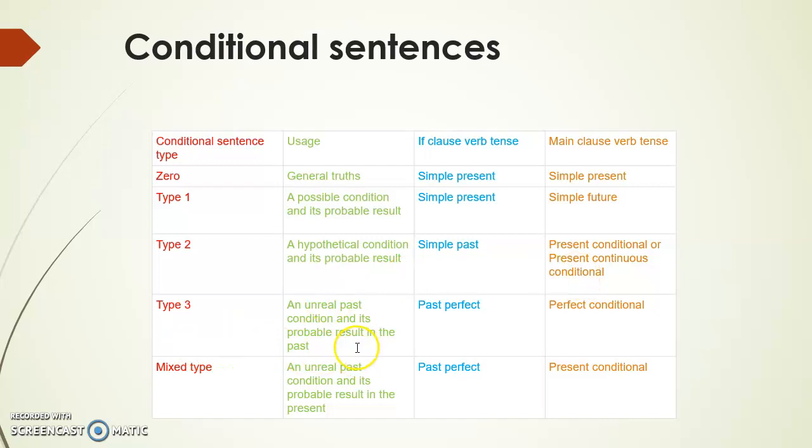And then type 3, an unreal past condition and its probable result in the past: the if clause will be past perfect and the main clause will be perfect conditional. And mixed type, an unreal past condition and its probable result in the present: the if clause will be in the past perfect, and the main clause will be in the present conditional.